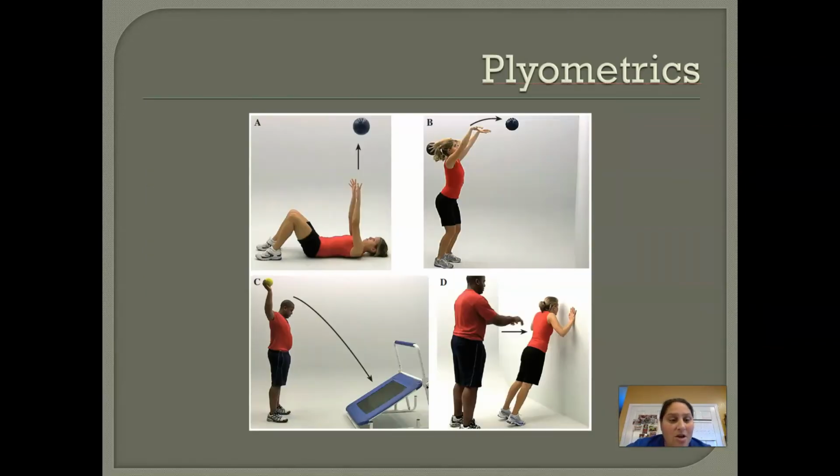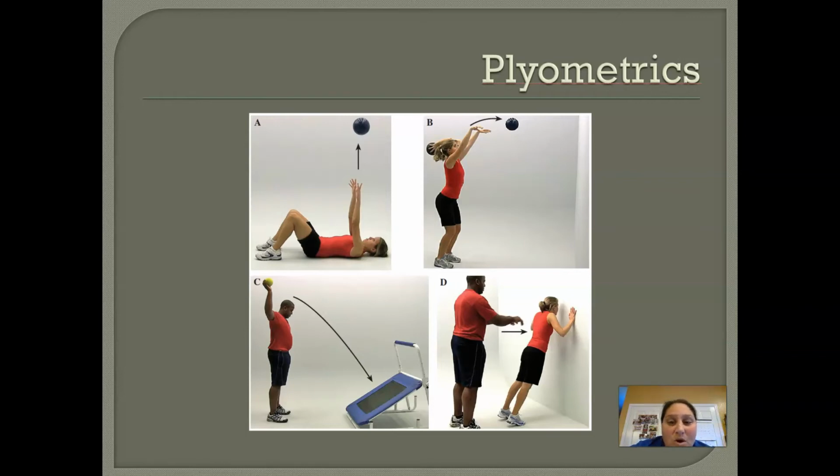Plyometrics, okay? We're used to talking about plyometrics specifically for the lower extremity, and it's a little bit more difficult for the upper extremity. Lower extremity, whether it's box jumps or hurdles or whatever the case may be. Upper extremity, A: she's lying down, she's throwing the ball up in the air and catching it. So the catching is more the plyometric.